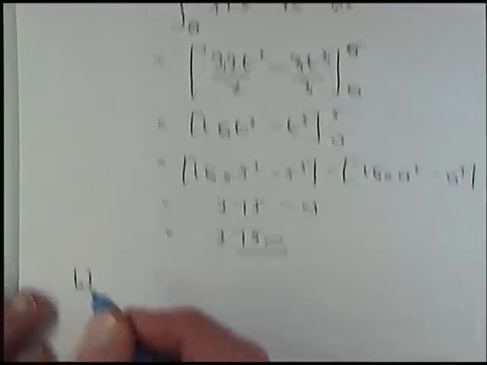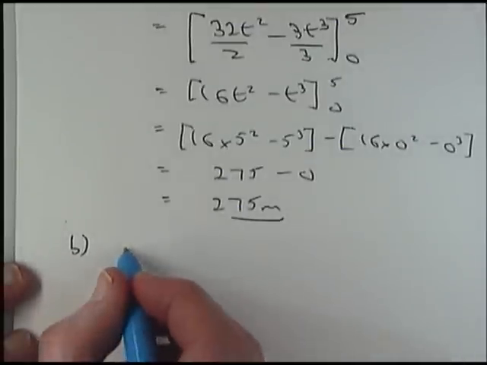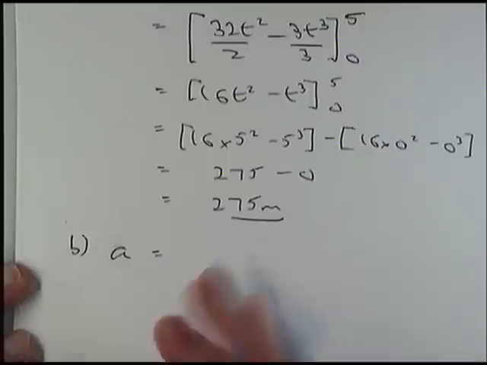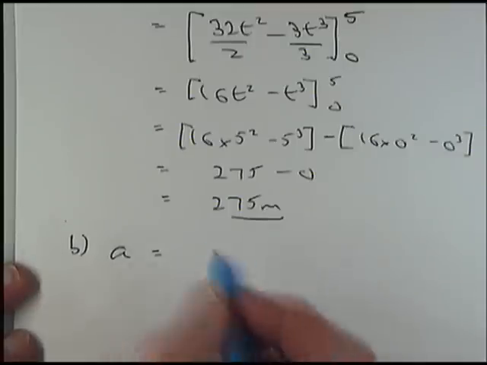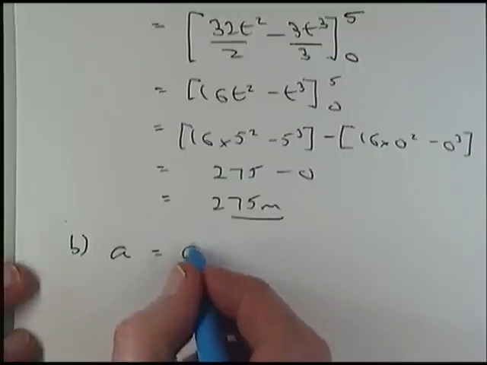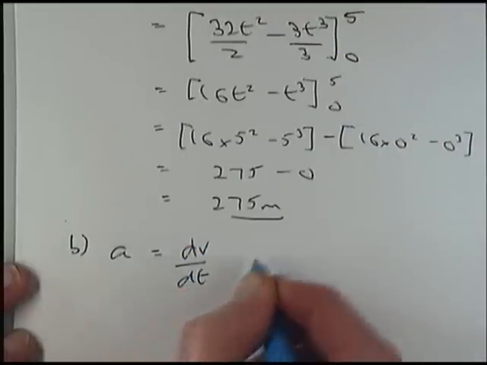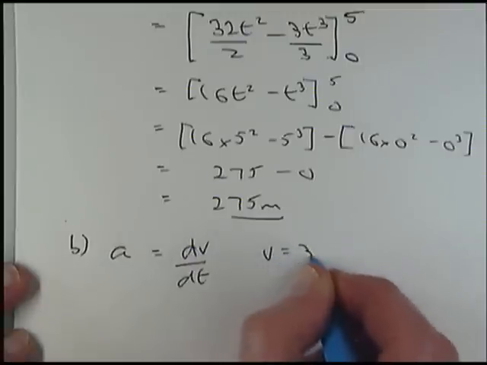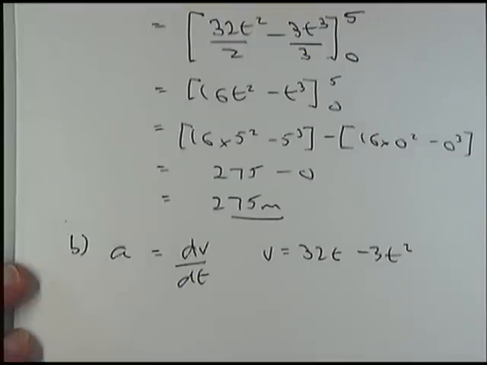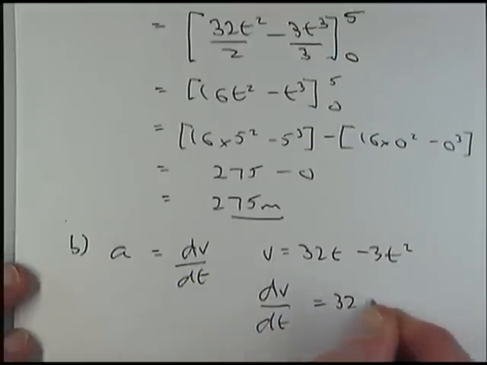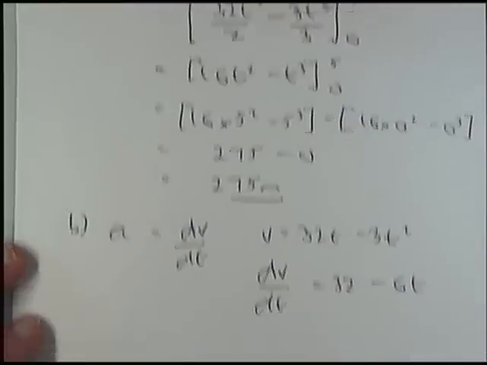Part B of the question, you are asked to find the acceleration. Again, it's one of these variable acceleration questions with differentiating or integrating, and acceleration is how velocity changes over time. So that's dv/dt. So what we need to do now is differentiate this. Differentiating is where the power drops down. If you differentiate that, you will get 32 take away 6t.